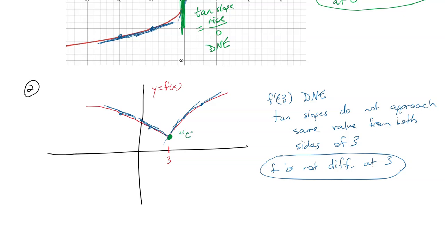It's called a cusp, C-U-S-P. A sharp corner like this is called a cusp, where you have an instantaneous change in behavior to your function. Your function is not differentiable there.